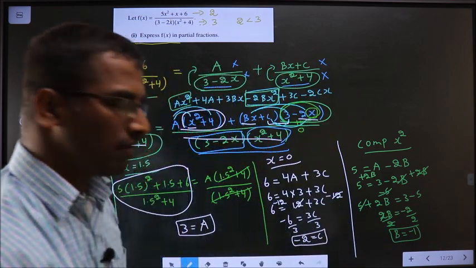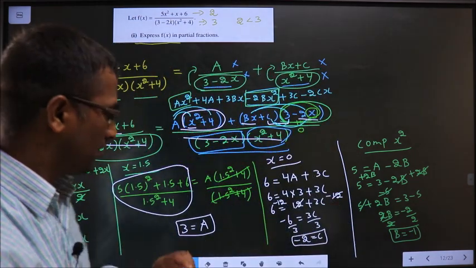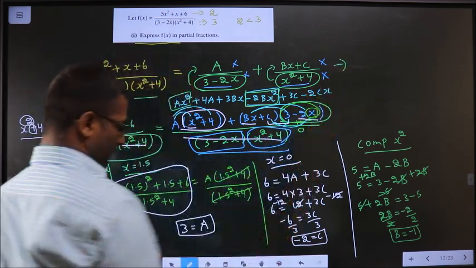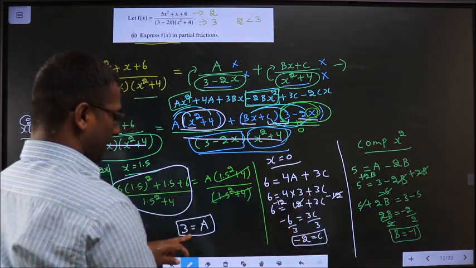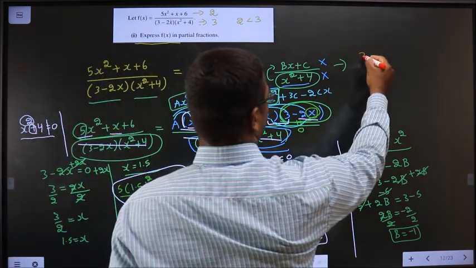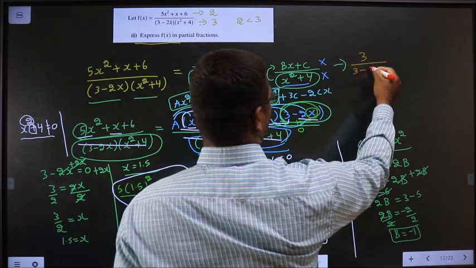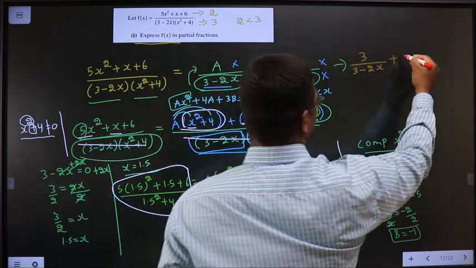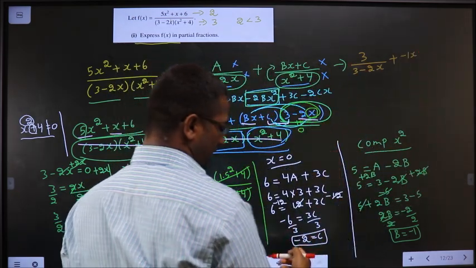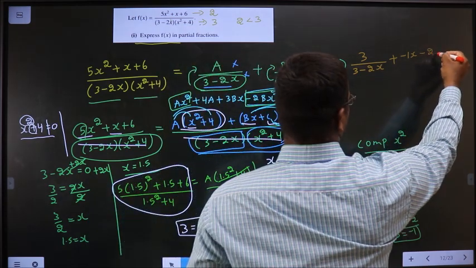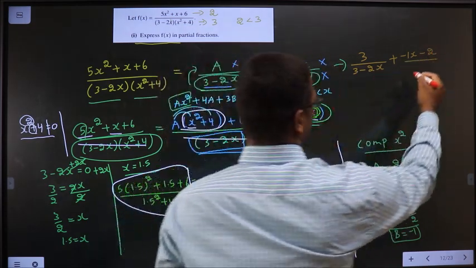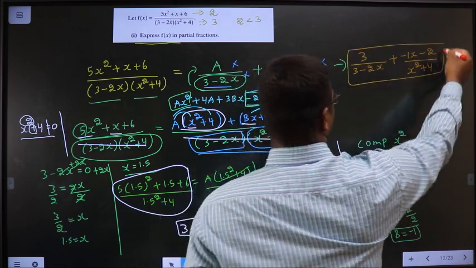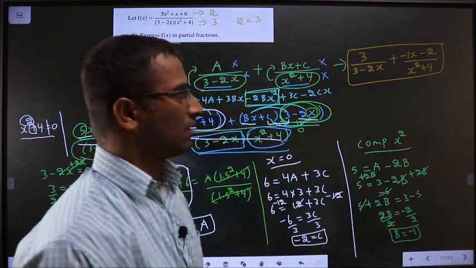Okay. Once you have found all the values, your final answer will be replacing a, b and c in this one. So replace. a is 3. So this will become 3 by 3 minus 2x plus b. b is minus 1. So minus 1x and c is minus 2. Minus 2 by x square plus 4. So this is our final answer. Okay.